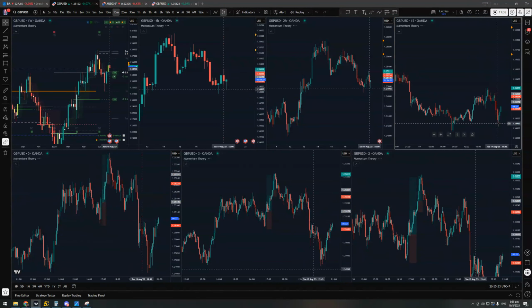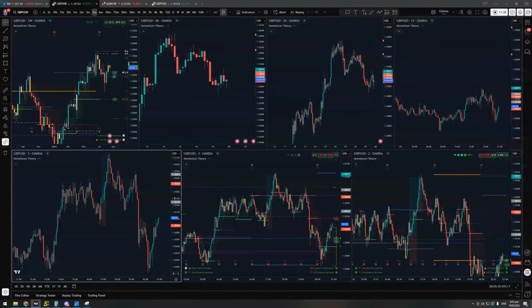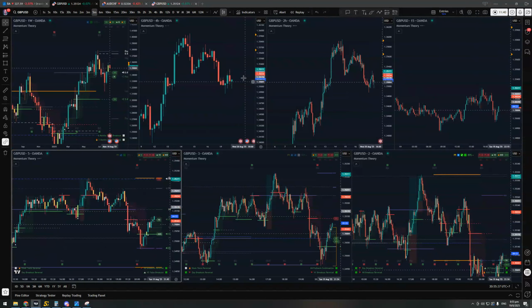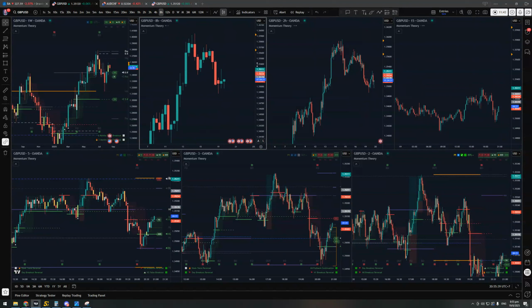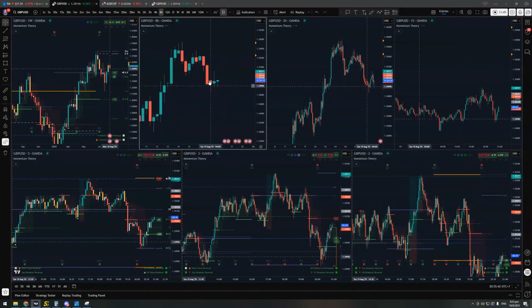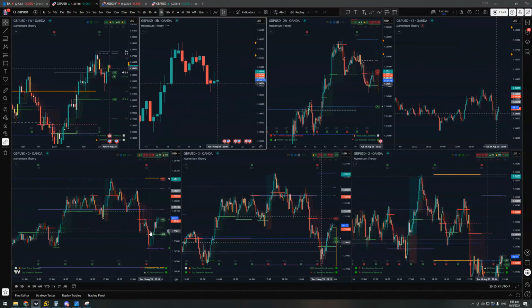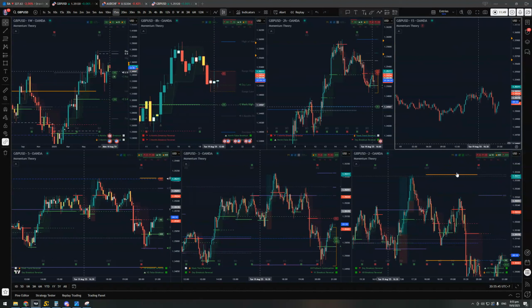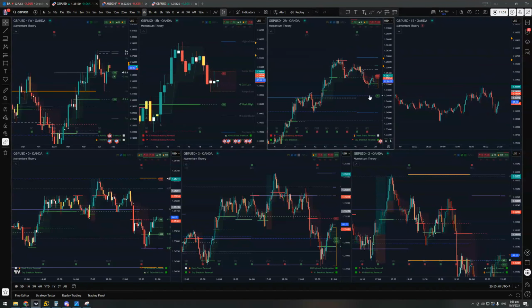Trend breakout trade. Let me see. Now it's New York session. Haven't analyzed yet. Don't really like how these bars are closing though. But anyways, I'll do this in a different video. This is an example of a trend breakout.